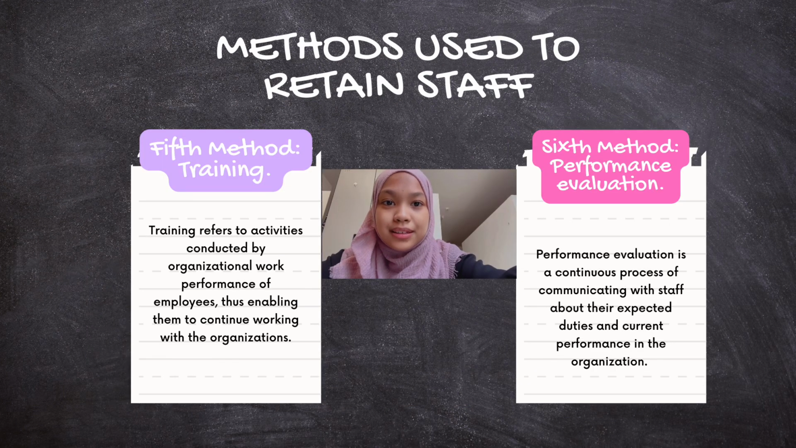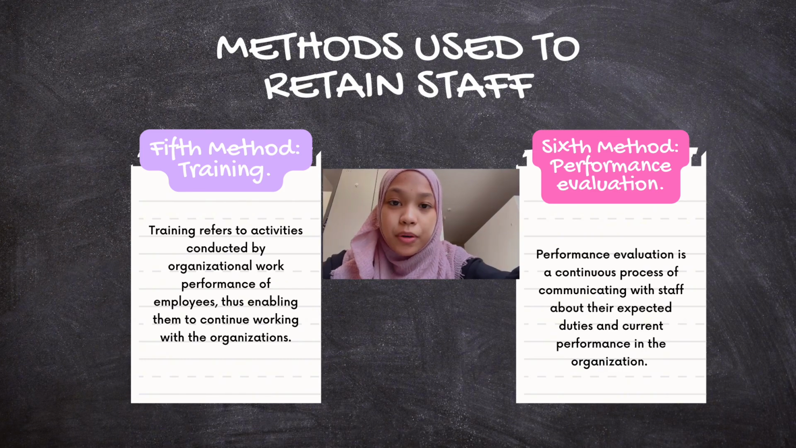The fifth method is training. Training refers to activities conducted by the organization to improve work performance of employees, thus enabling them to continue working with the organization. It is a planned effort by the organization to facilitate employees' learning of job-related behavior. Employee skill will be adjusted and updated in order to adapt to the changes. The sixth method is performance evaluation. Performance evaluation is a continuous process of communicating with staff about their expected duties and current performance in the organization.